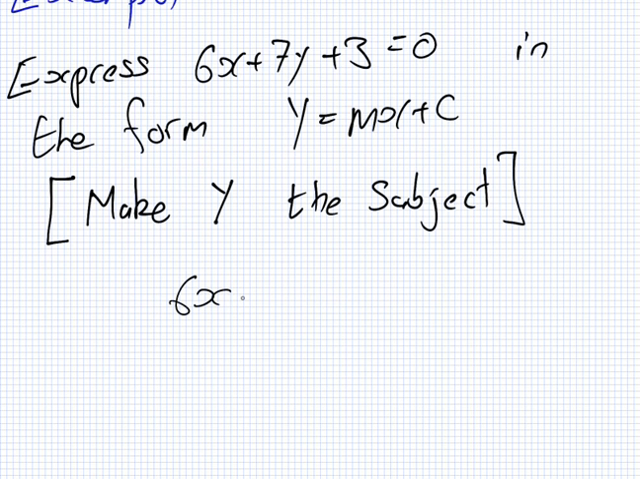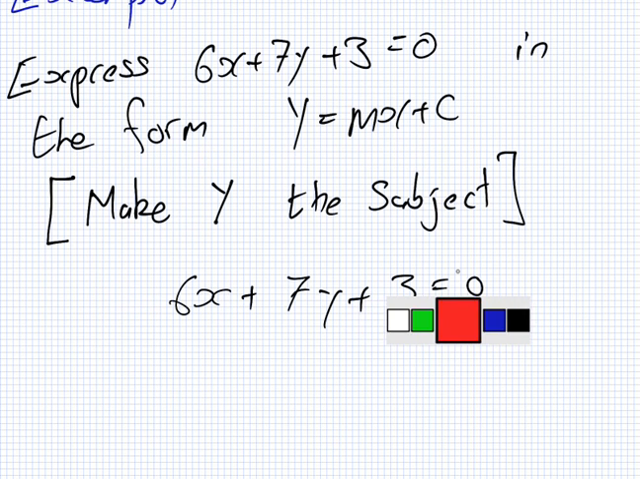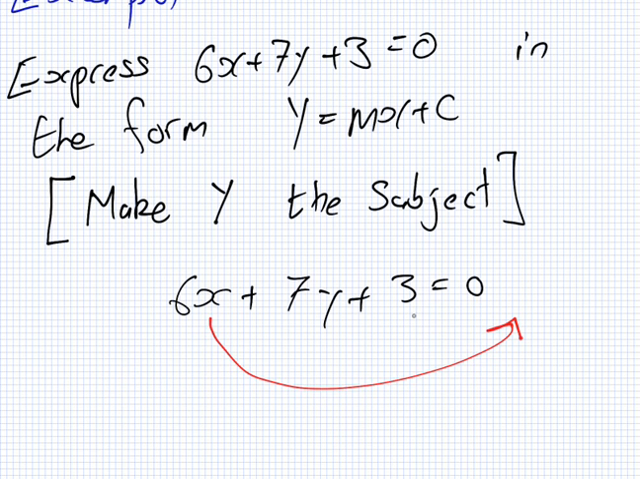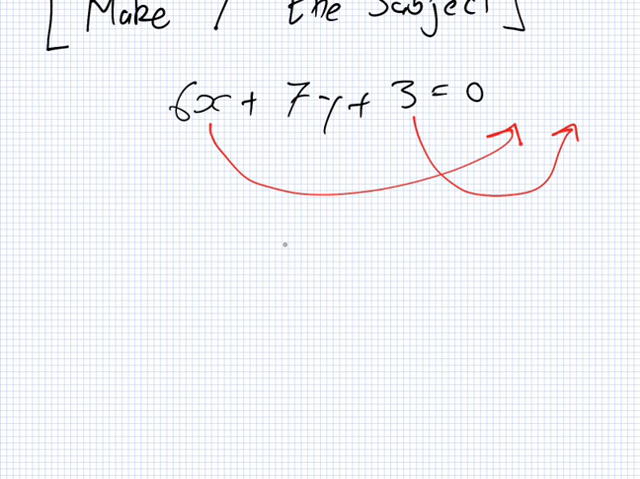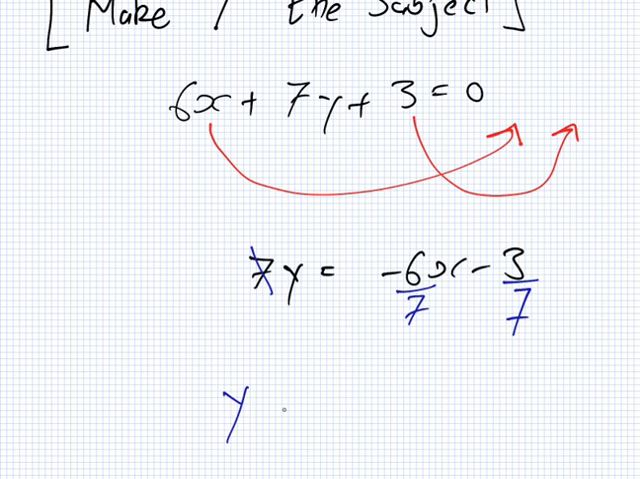So, what do I do first? Take 6x to the side. Yeah, take 6x over here, and also I could take 3 over. So you get 7y equals minus 6x minus 3, and finally? Everything divided by 7. So my answer is y equals minus 6 over 7 x minus 3 over 7.